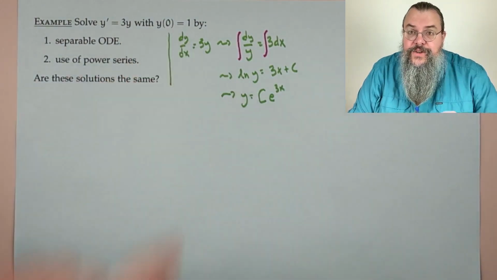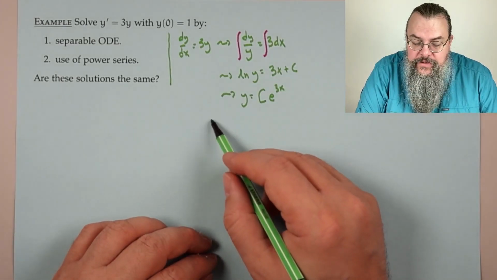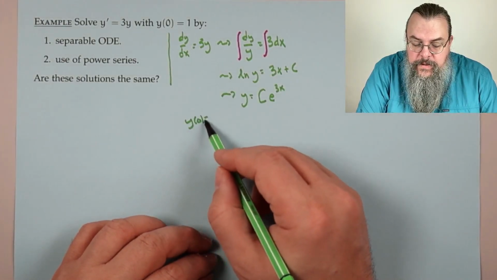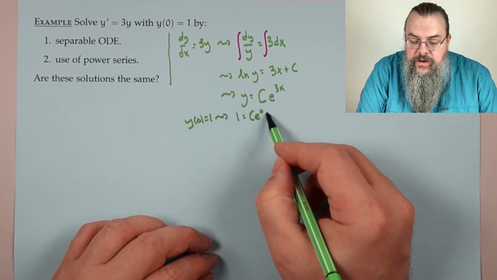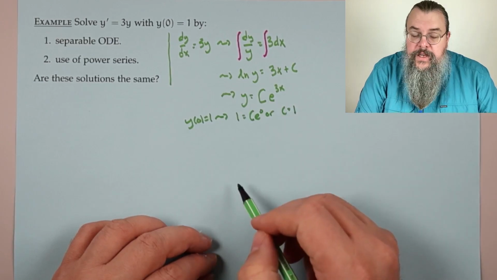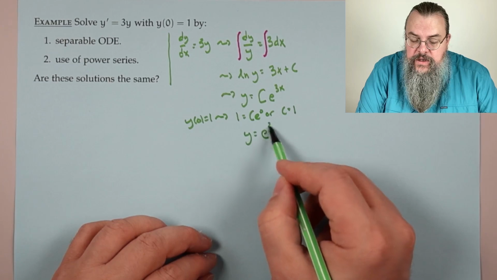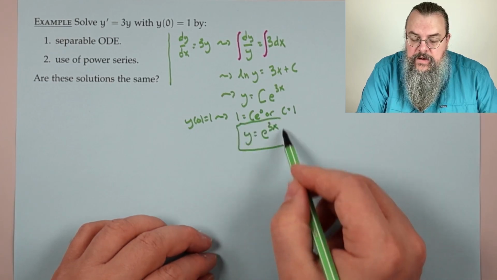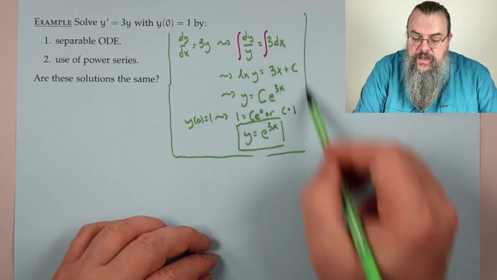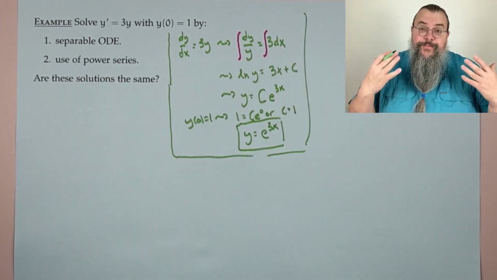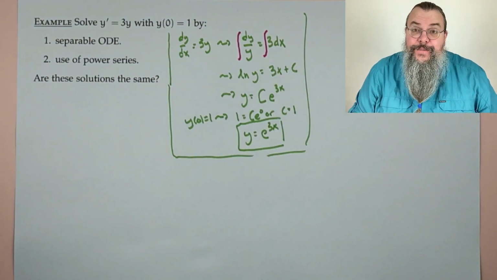Now that's the general form. We do have an initial condition. So we apply our initial condition. We say, okay, well, y of 0 equals 1. That tells us that 1 equals c e to the 0, or c equals 1. And so we come to the conclusion that our solution using our separable ODE is y equals e to the 3x. All right, so we've solved it. So now we know it is solvable.